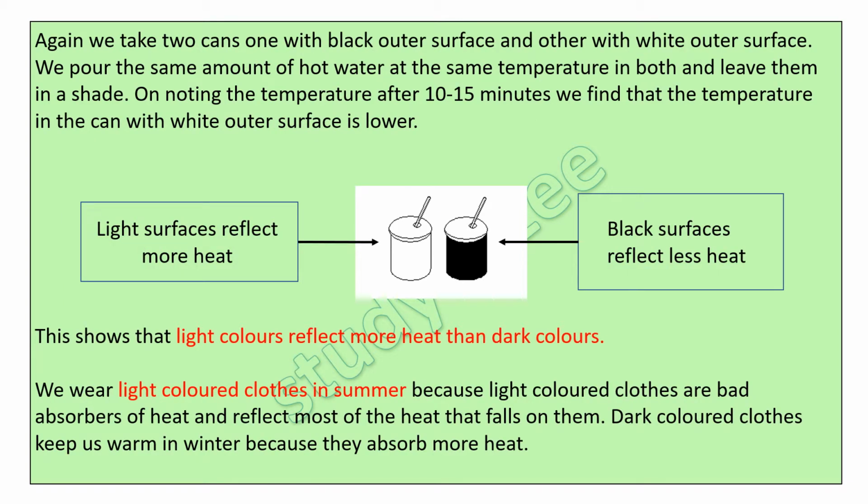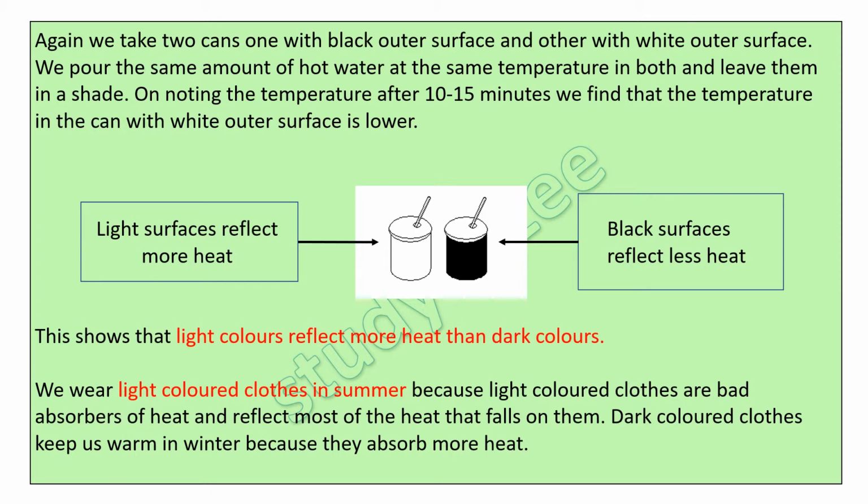Again, we take two cans, one with black outer surface and the other with white outer surface. We pour the same amount of hot water at the same temperature in both and leave them in a shade. On noting the temperature after 10 to 15 minutes, we find that the temperature in the can with white outer surface is lower. This shows that light colors reflect more heat than dark colors.